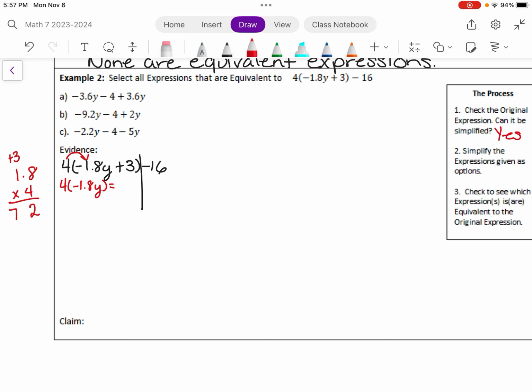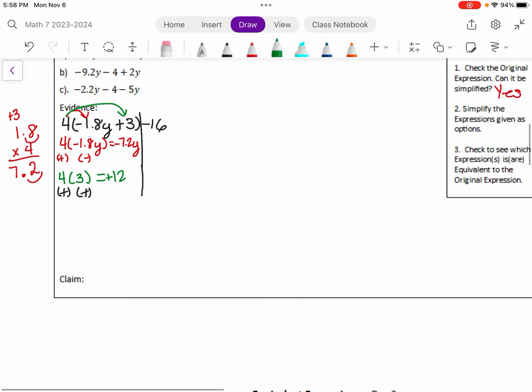And then I have to see how many decimal places I have. I have 1 up here and none for the second one, so that means I am only going to move this in once. So I have 7.2. Can't forget my y. And then I have to check my signs. So I have a positive and a negative, which makes that a negative. Now I'm going to distribute my 4 to my 3. So 4 times 3 is 12. And if I wanted to check my signs, I have a positive and a positive, which makes this a positive.